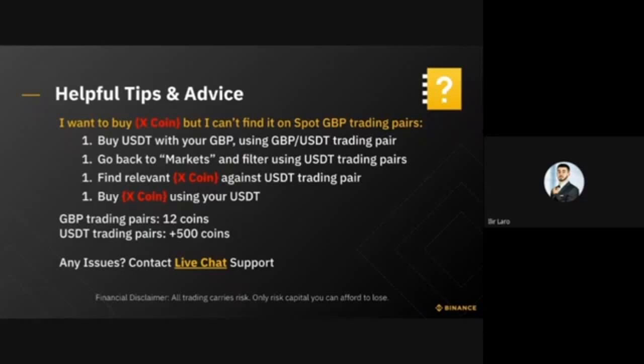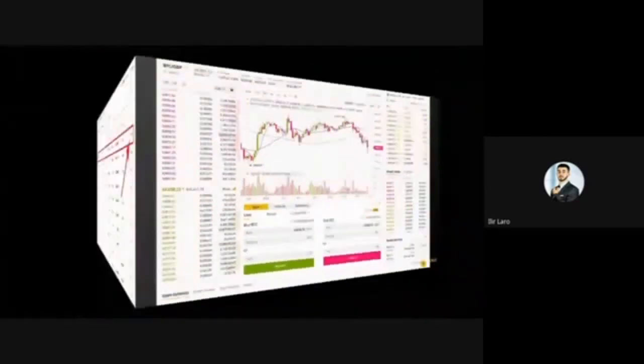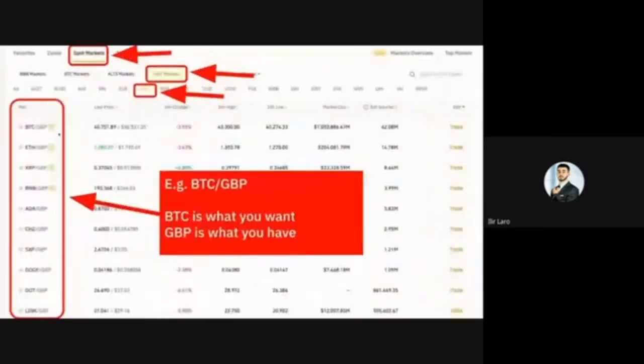Now, I do get some common questions, like, I want to buy X coin, for example. This can be any coin, but I can't find it on the spot GBP trading pair listing. If I go back to this slide here, as you can see on the left, we have all of the trading pairs that are with GBP. We actually only have 12 GBP trading pairs, and we will be adding more as time goes by. But if you look at USDT, we have over 500 coins that are traded against USDT.